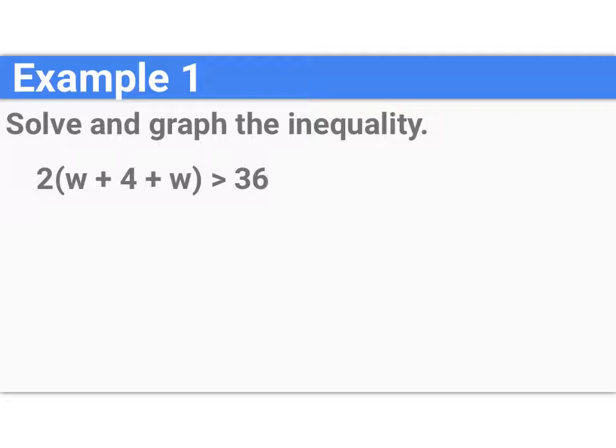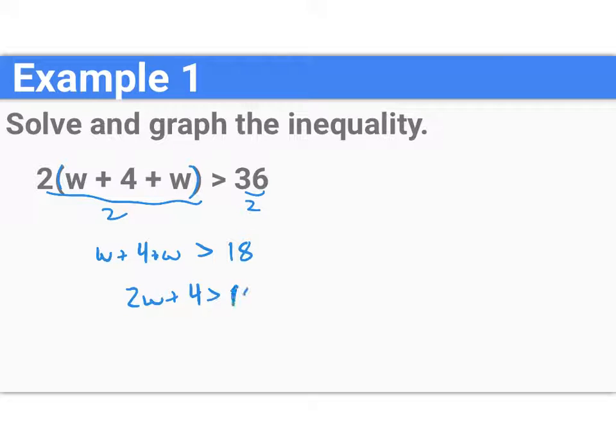Our first grouping. Since the 2 is being multiplied to the group, I will just divide both sides by 2. And then we're left with w plus 4 plus w is greater than 18. And then 2w plus 4 is greater than 18, combining like terms. Subtract 4, 2w is greater than 14, divide by 2, w is greater than 7.